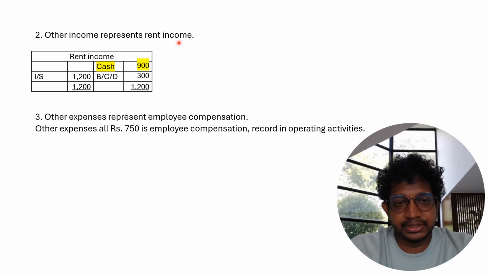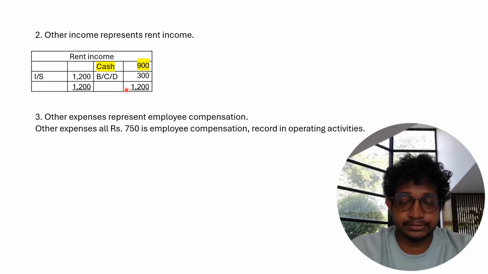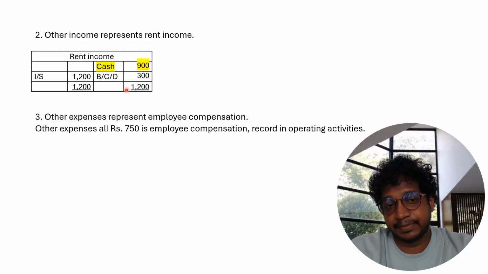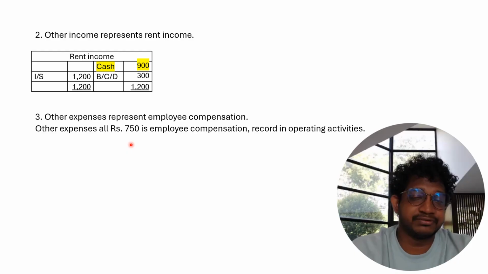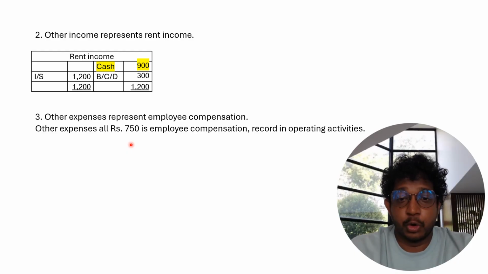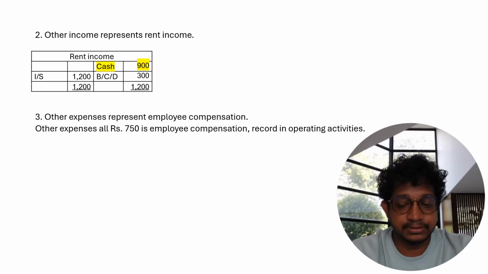Other income represents rent income. So other income in the income statement is given 1,200. From that, still receivable 300. So which means you received 900 from the rent income. And other expenses represent employee compensation. So that total 750 you have to record in operating expenses as cash outflow. And the rent income received you have to record in investing activities.